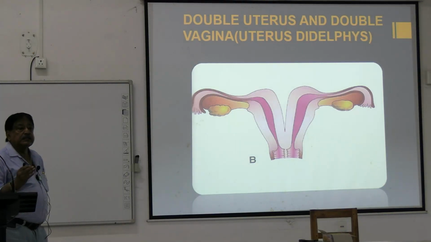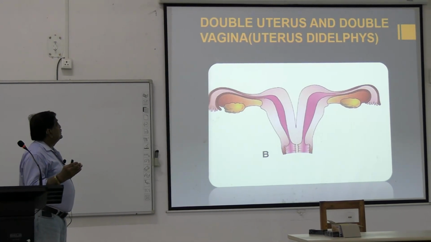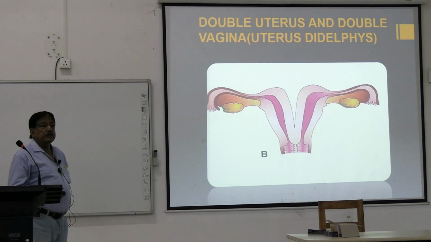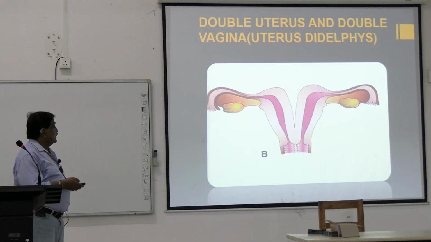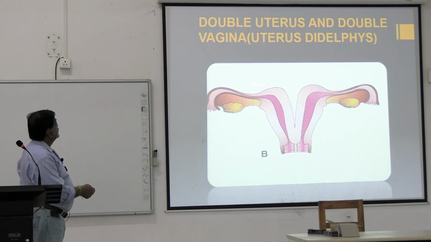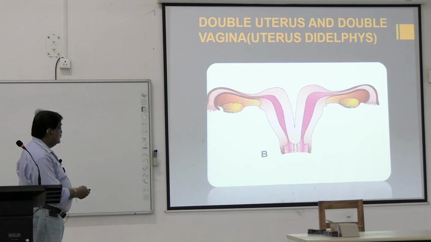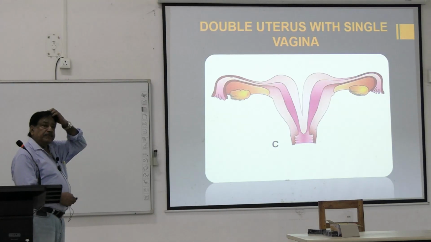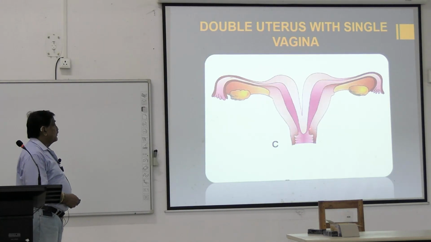Now, this is double uterus and double vagina, uterus didelphys. Now, this is the double vagina, this is the double uterus with single vagina. This is common. You can find it during hysterosalpingography or a 4D image of the ultrasonography.